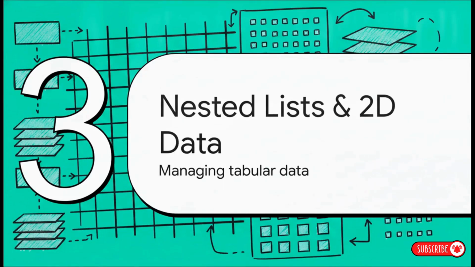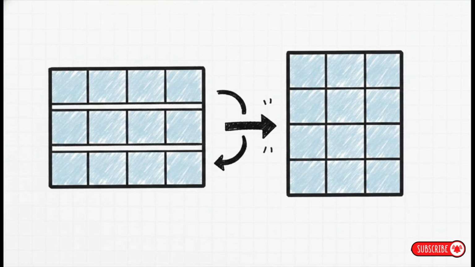All right, on to Section 3, Nested Lists and 2D Data. Time to talk about managing tabular structures. Once you master the single list, it's time to level up. Imagine you're tracking data over time. By placing lists inside of other lists, you naturally create a 2D array. It's basically a spreadsheet. Each inner list acts as a distinct row, and the items inside those become your columns. You just chain your index numbers together to navigate. The first index picks the row, the second picks the column.